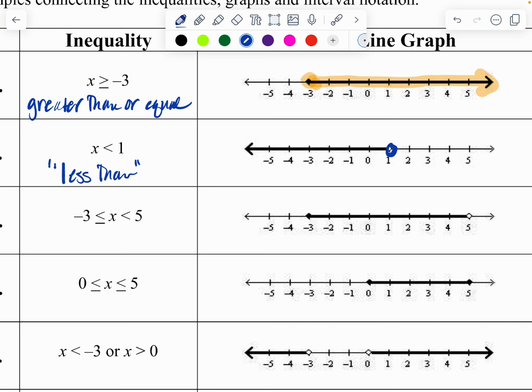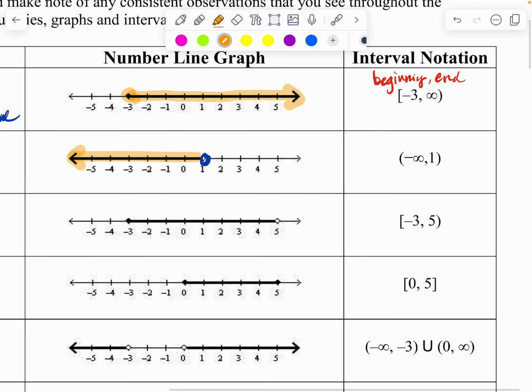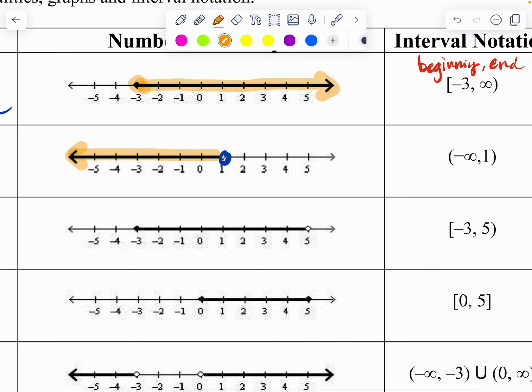Open dot means it can't actually equal it. And then we shade everything to the left. So notice over here now, on our interval notation, if we look at this number line, and we say, well, what's the starting number for x? Well, according to this, x just keeps going to the left forever. So it actually starts out at negative infinity. There's no left end starting point, but it has a right ending point at 1. And this time we used parentheses for both.